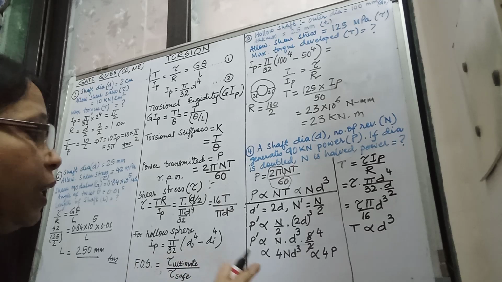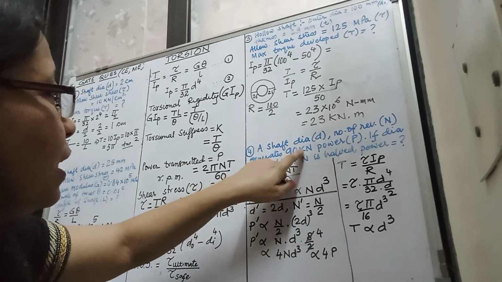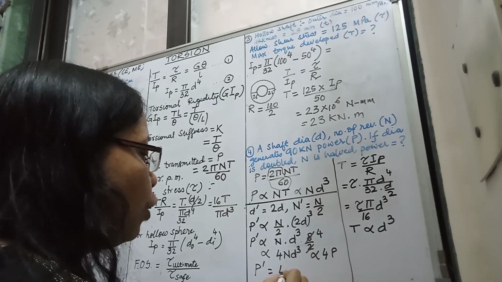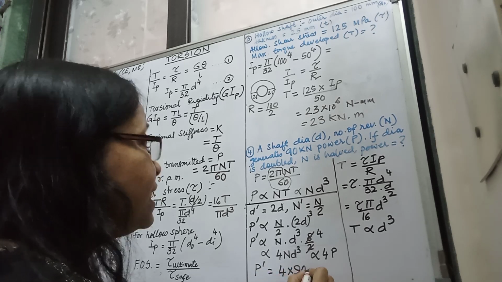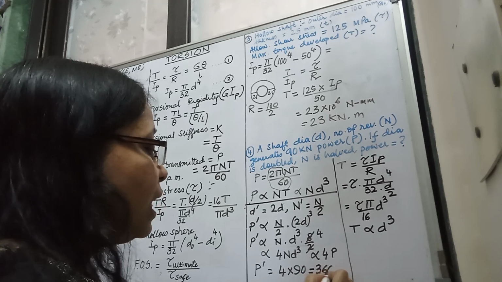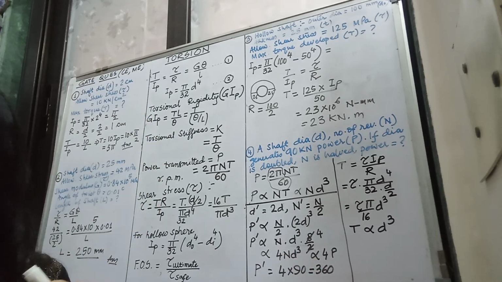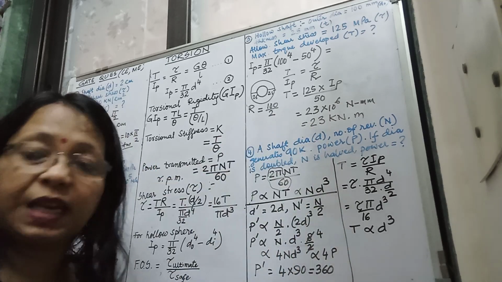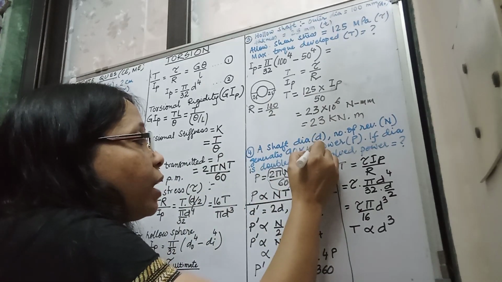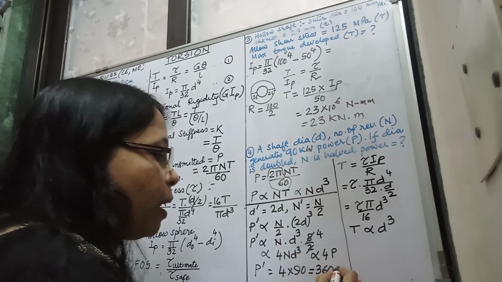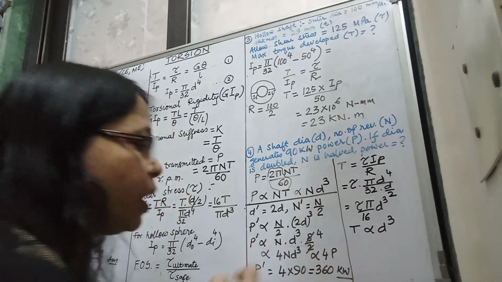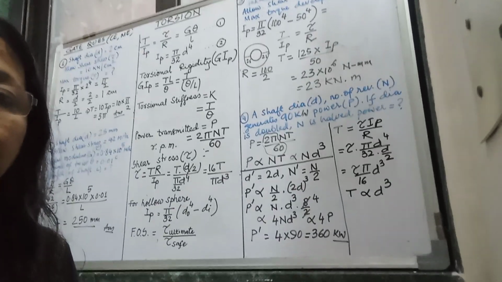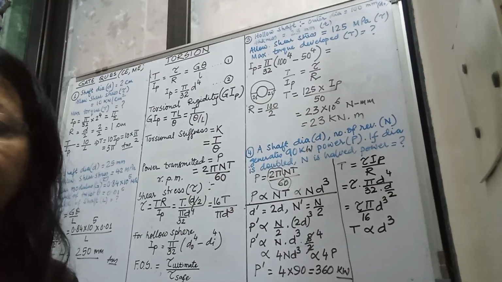What is P? P is given as 90 kilowatt. So the new power will be 4 into 90, that is 360. Sorry, this is a silly mistake. This is not kilonewton, this is kilowatt. The unit of power is watt or kilowatt. So 360 kilowatt. Is it okay? Okay.